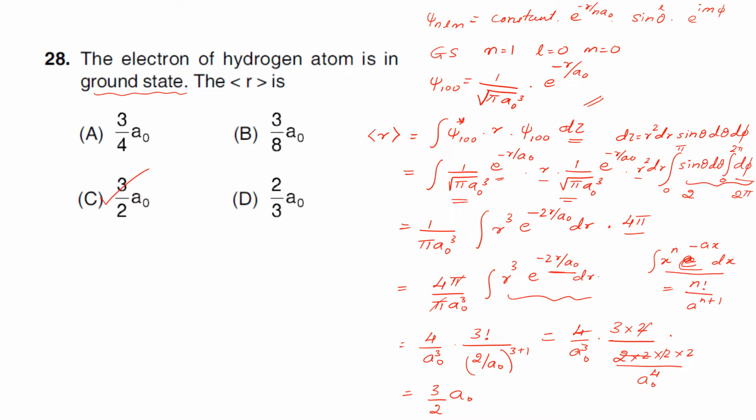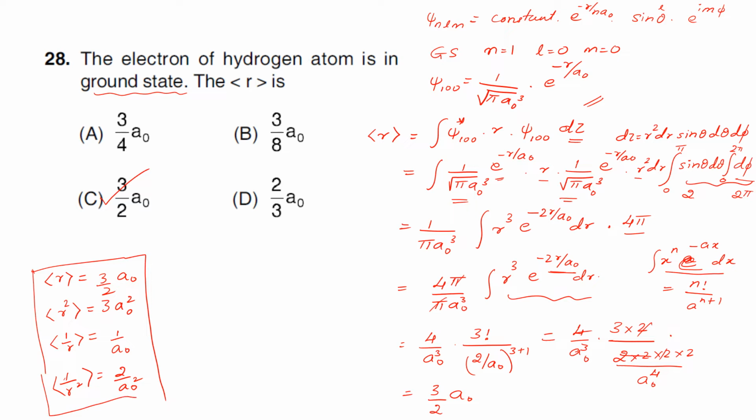Some other important formulas are, for ground state of hydrogen atom, expectation value of r is 3 by 2 a naught, then expectation value of r square is 3 a naught square, then expectation value of 1 upon r is 1 upon a naught, then 1 upon r square is 2 upon a naught. These are some standard expressions.